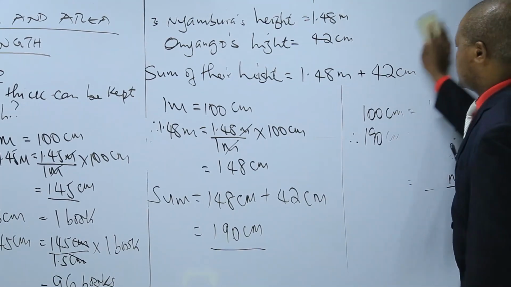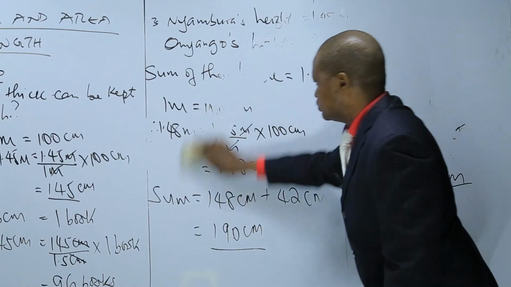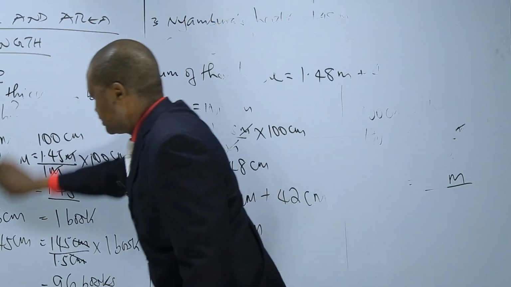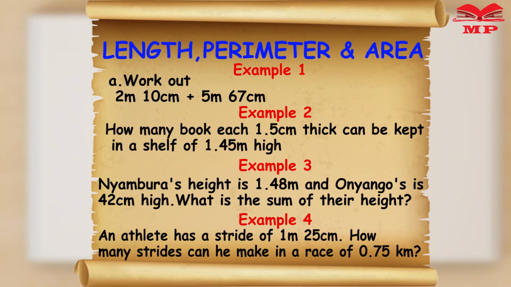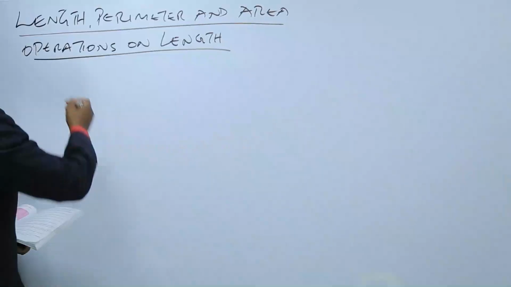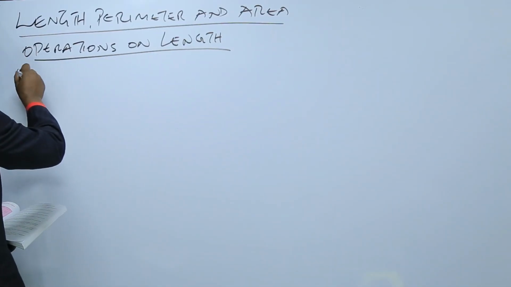So learners, we are going to do our last exercise. Our last example is question number 4. I read, an athlete has a stride of 1 meter and 25 centimeters. How many strides can he make in a race of 0.75 kilometers? Let me just write the question.